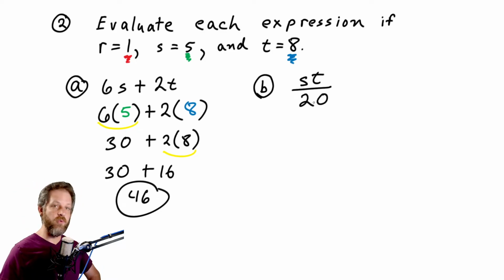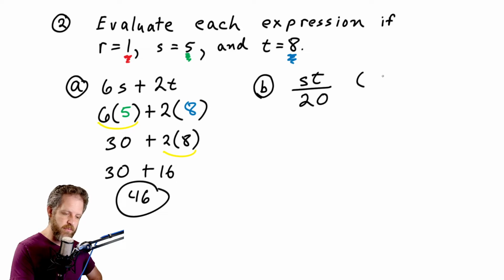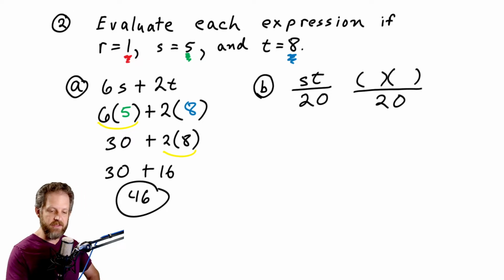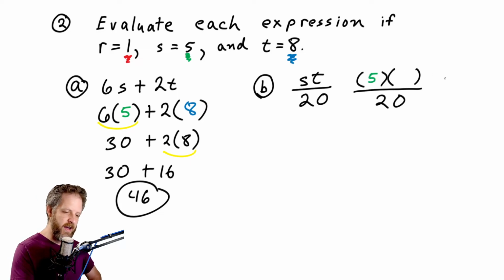Okay. So we're going to rewrite our expression with parentheses everywhere there's variables. So we're going to put parentheses right here, and then parentheses right here. So see, we've got parentheses for the S and parentheses for the T. And then we're going to put that over 20. And then we're going to fill it in. So the S is 5, and then the T is 8.